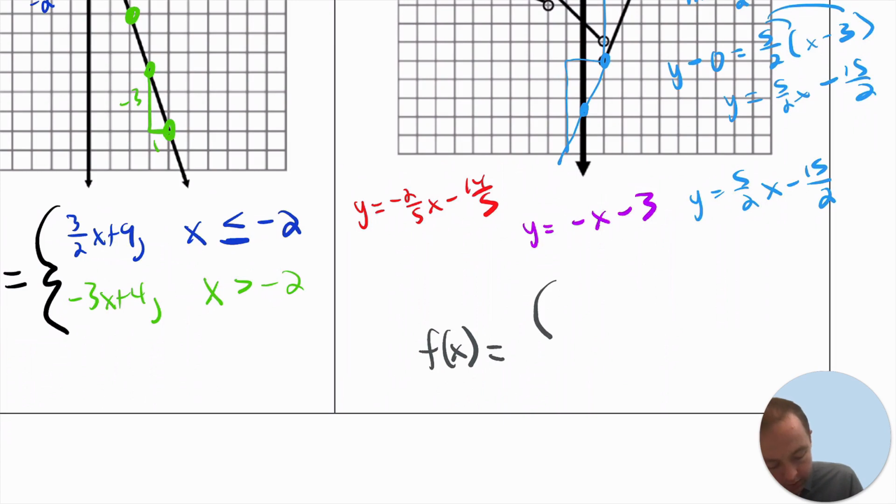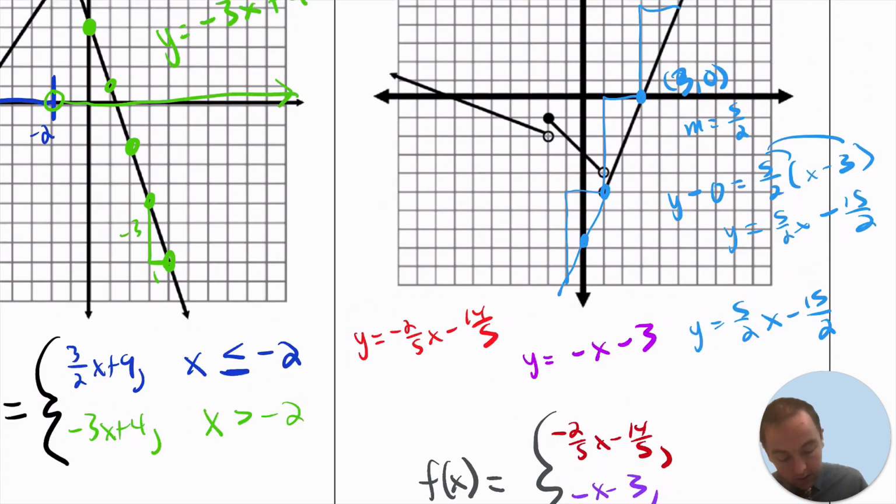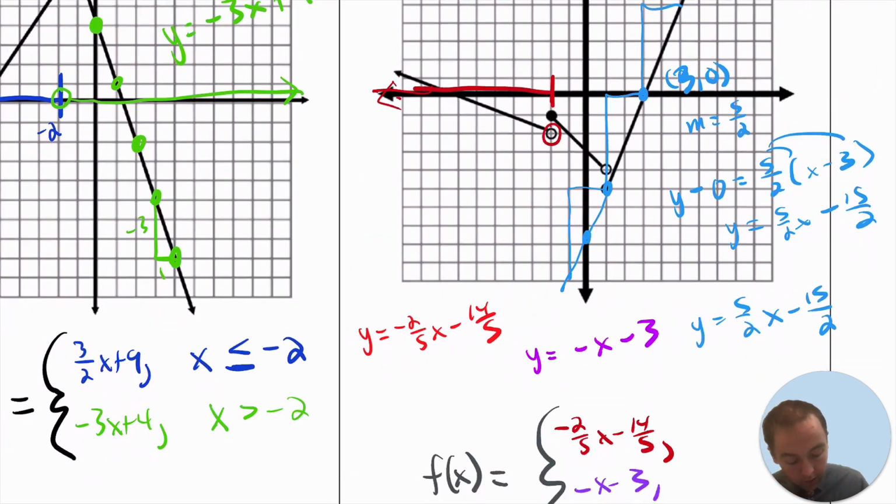It's going to be equal to negative 2/5 x minus 14/5, comma, and we'll come back for the domain restriction, or negative x minus 3, comma, and 5/2 x minus 15/2, comma. For that first piece, it turns out that it's only occurring for x values at negative 2 and below, and because it's got an open circle, it's going to be strictly when x values are completely below negative 2.